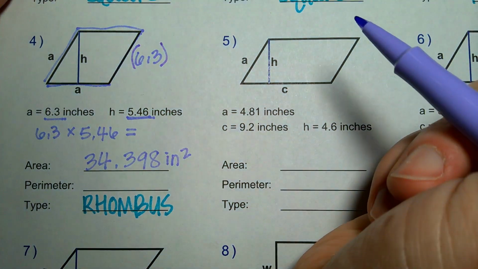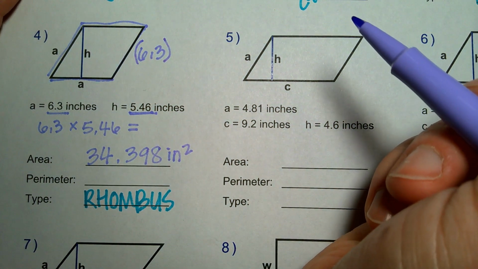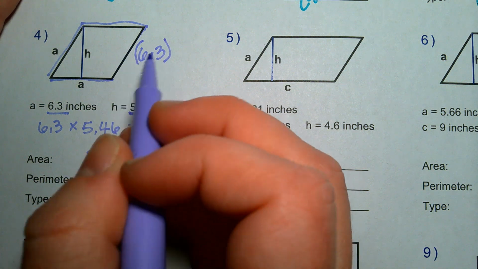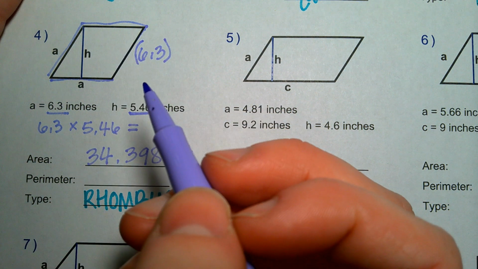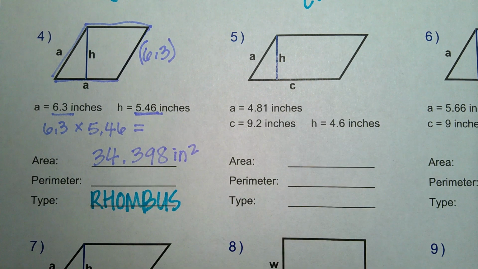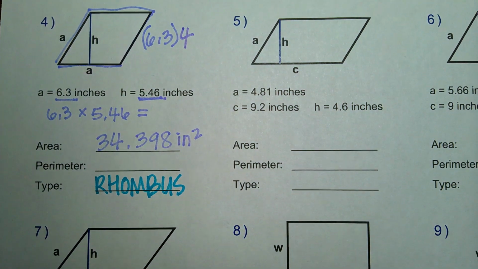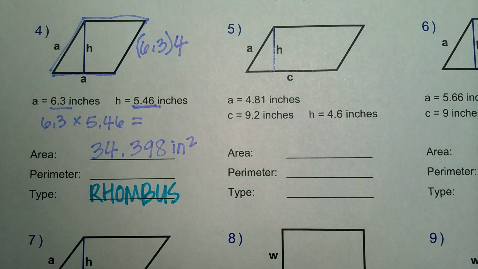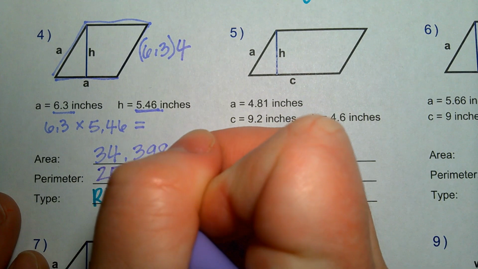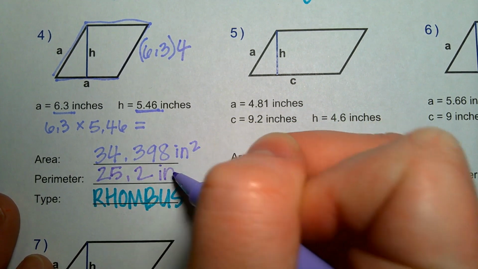Anybody know? Square? If we square it, that would be multiplying it by itself. How many times did you add it together? 4. So whenever you multiply a number, it's the same thing as repeated addition. So if I take 6.3 plus 6.3 plus 6.3 plus 6.3, I really just did 6.3 4 times, or 4 times 6.3. So we could just do 6.3 times 4, and that'll get you your same answer. You said 25.2? Awesome. 25.2 inches.